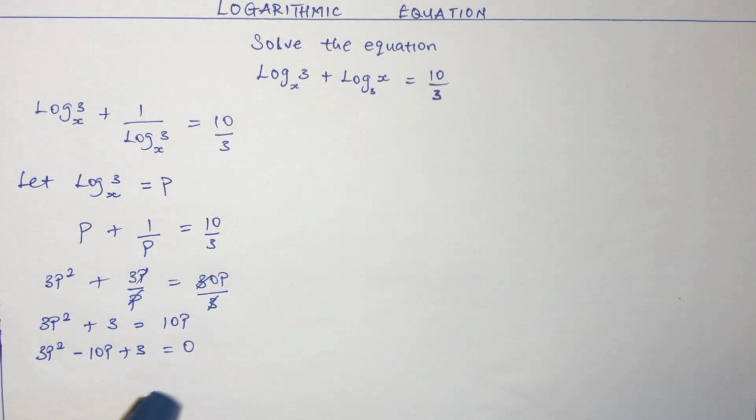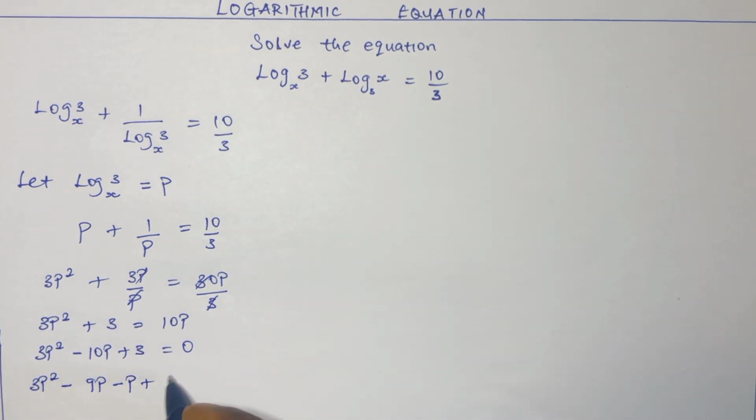So we are going to substitute negative 9p and negative p for negative 10p. So we're going to substitute these two numbers for negative 10p. If we do so, we have 3p squared minus 9p minus p plus 3 equal to 0.